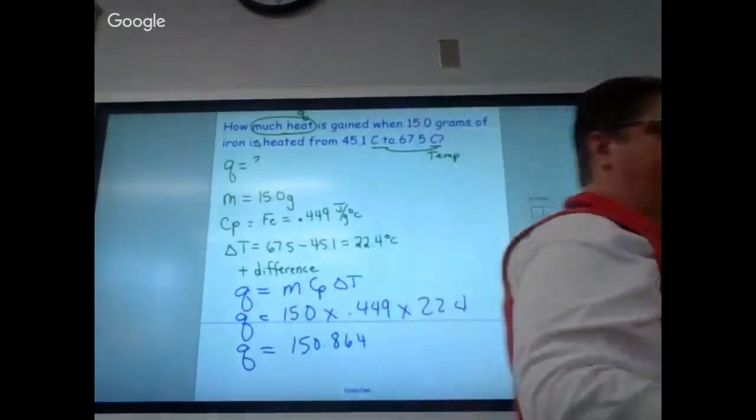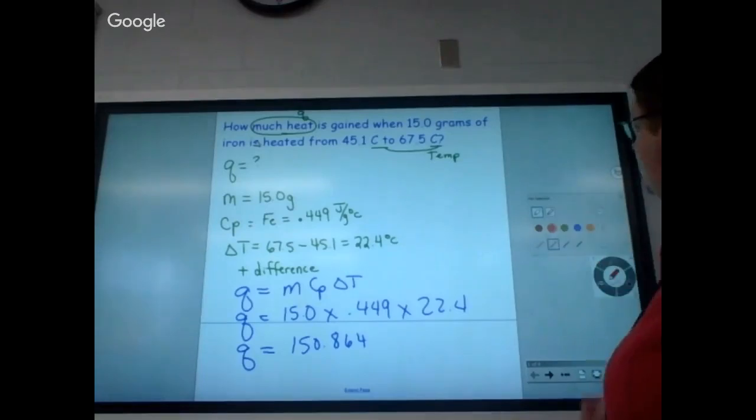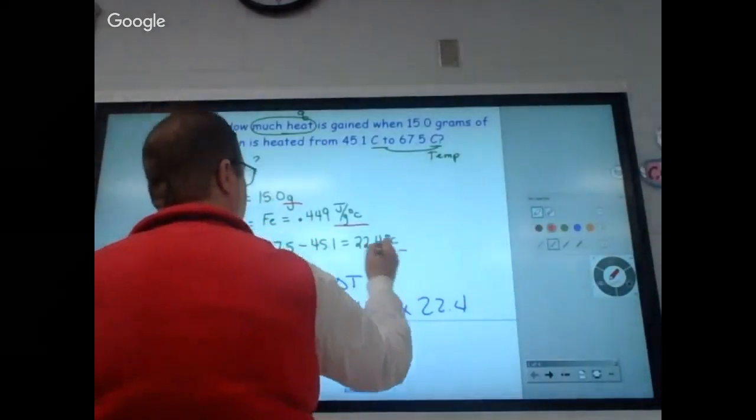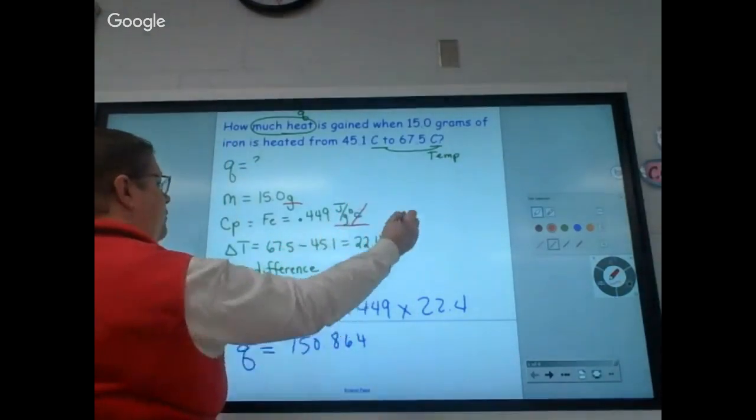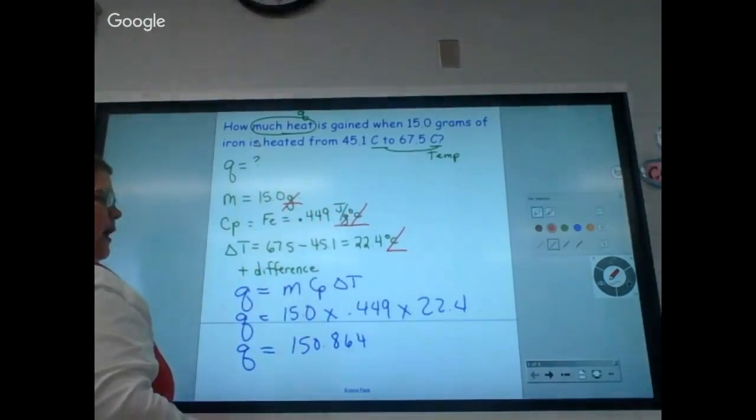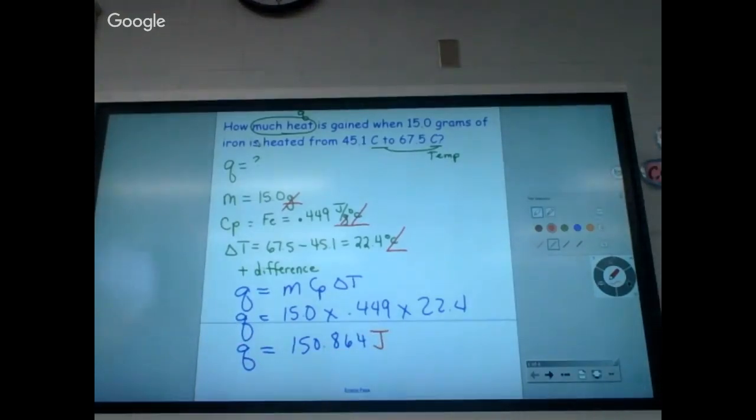Now, in checking out our trusted units, what do they have in common? Temperatures. So the Celsius will cancel out, the grams will cancel out, and we'll be left with what? Now, the final step is the significant digits.